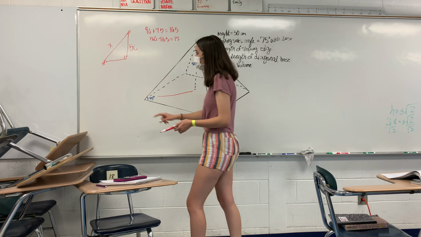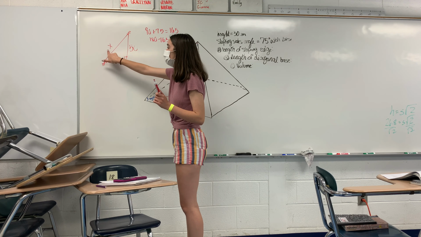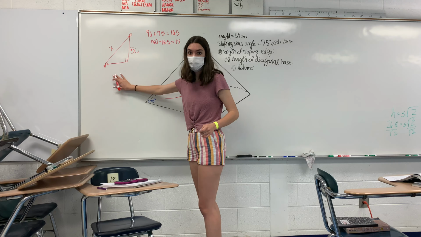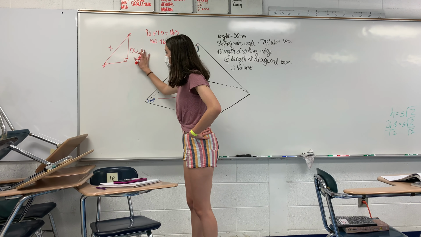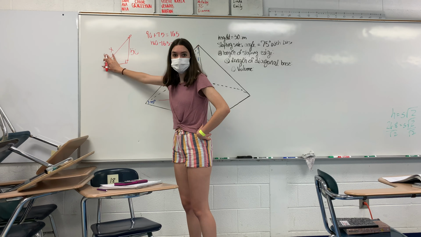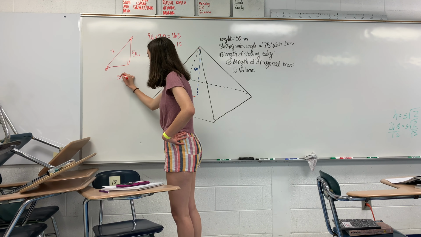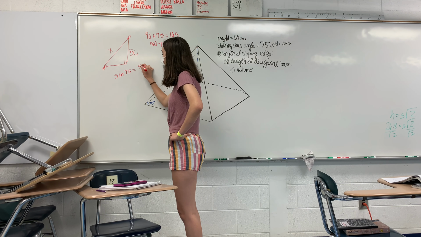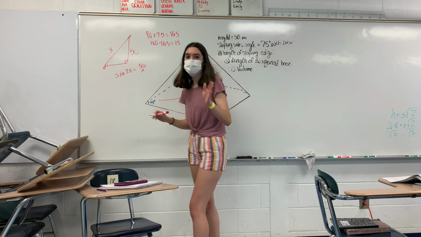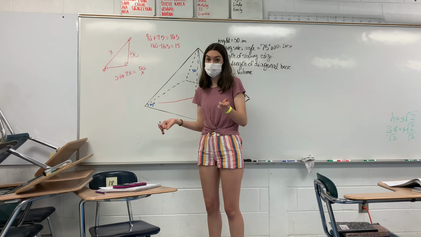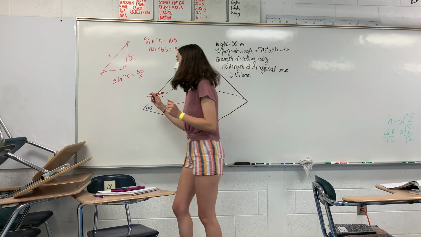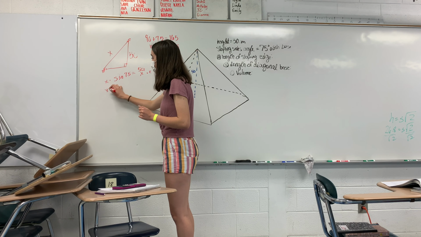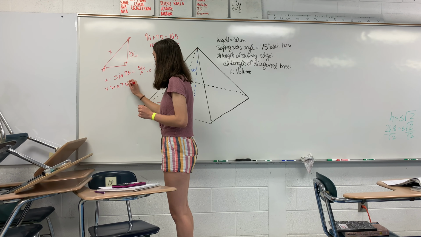From there, to find this hypotenuse, we can use SOHCAHTOA: sine equals opposite over hypotenuse. So we have the sine of 75 equals 50 over x. We're trying to get x by itself because that's the hypotenuse and what we really want to know. So we multiply both sides by x and get x sine 75 equals 50.